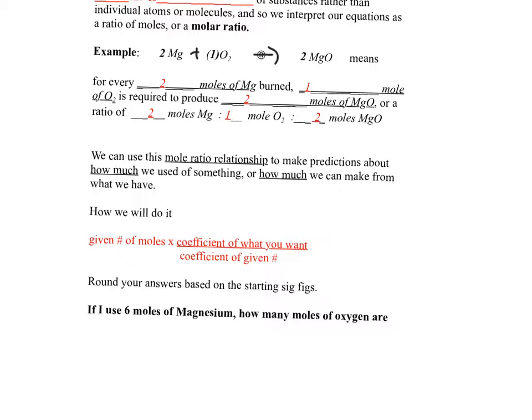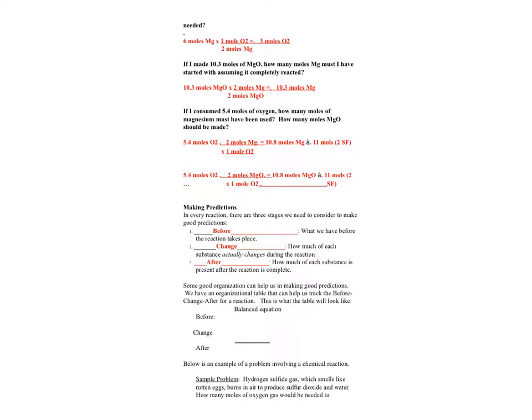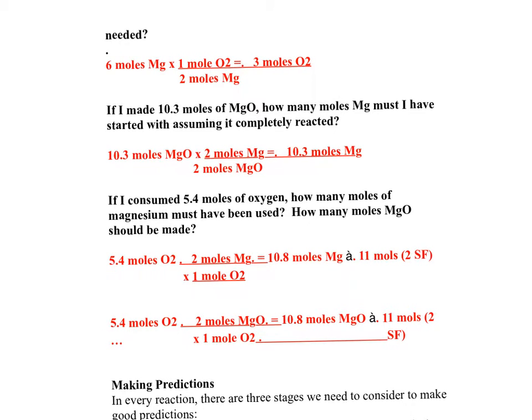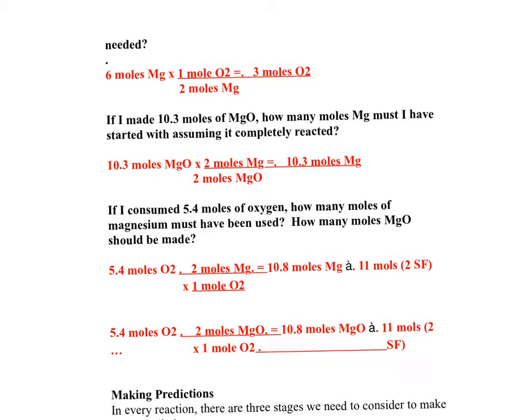So we've got some problems that we're going to do with this. The first one is, if I have 6 moles of magnesium, how many moles of oxygen are needed? What I would do first is write out what I know, 6 moles of magnesium. Then I'd use my equation on here. Again, my equation was 2 Mg plus O2 yields 2 MgO.